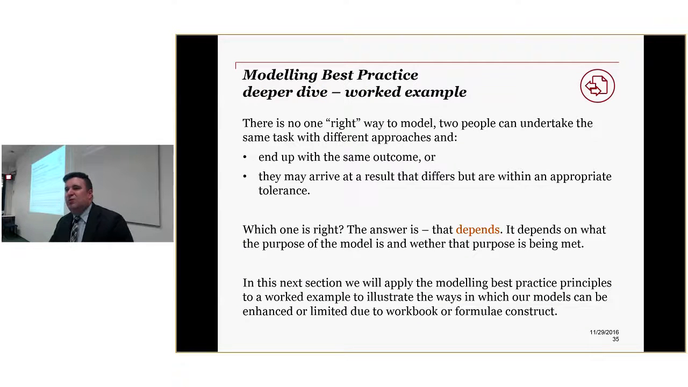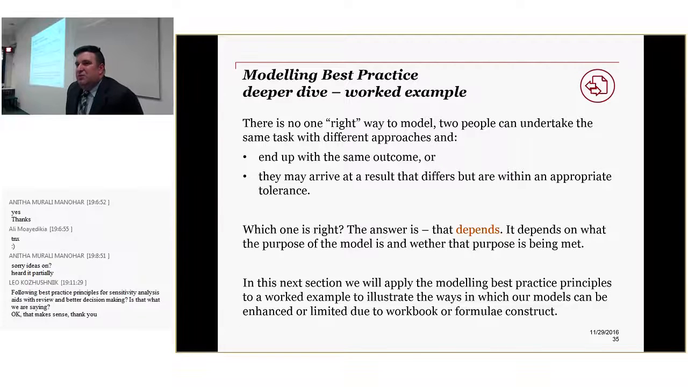So what I think we will do is just take a tiny deeper dive into a worked example, and then we can build on this as well. So we've heard the theory, let's look at what it looks like in practice. I said there's no one right way to model. Two people can undertake the same task with different approaches, and they may end up with the same outcome, let's hope so, or they may arrive at a result that differs, but within appropriate tolerance. So that's useful as well. Which one's right? Well, the answer is it depends, and I'm not saying that to avoid having to answer it, but it depends on what the purpose of the model is and whether that purpose is being met.